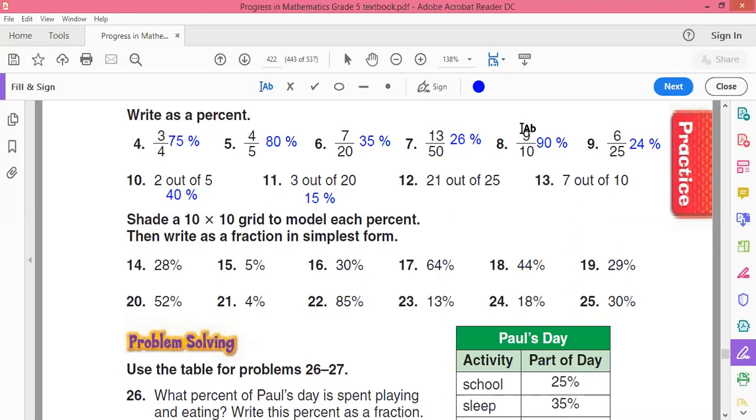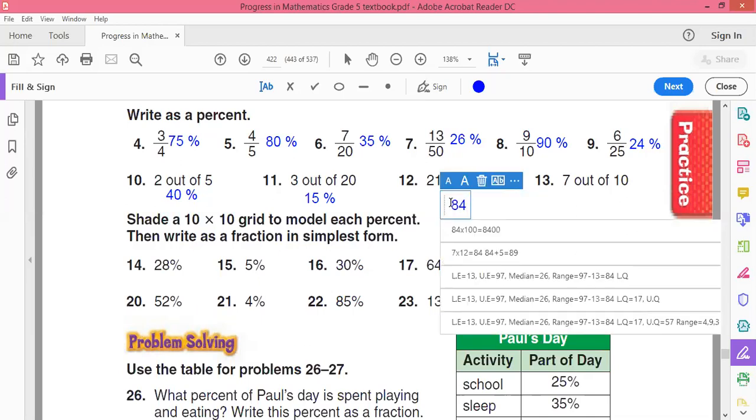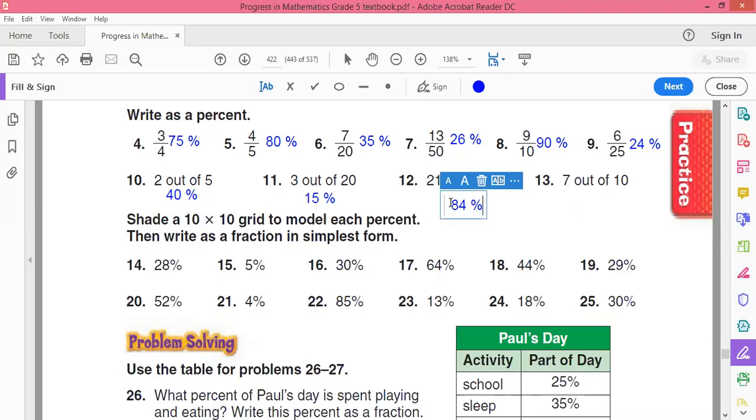Question number 12. 21 out of 25. It will be 84%. How did you get this? Could you please explain to me? 25 multiply 4 and 21 multiply 4. Excellent. It's like this. So you can say that it's 84%. Great.